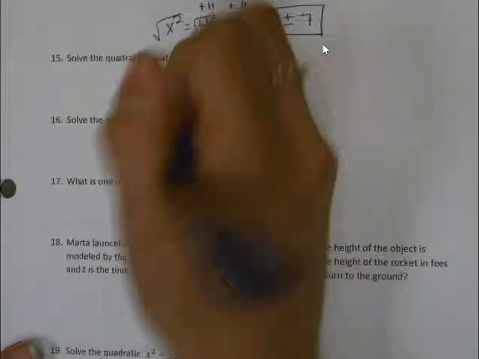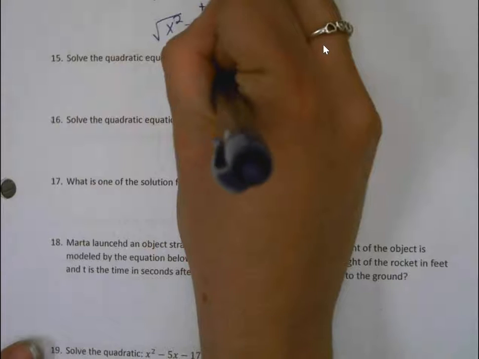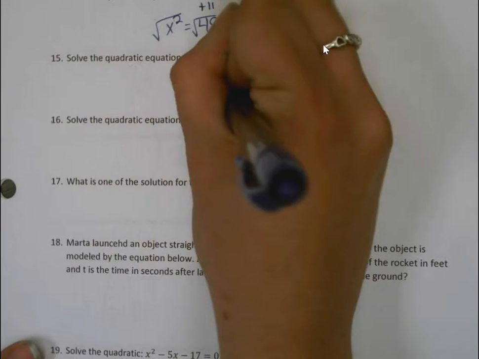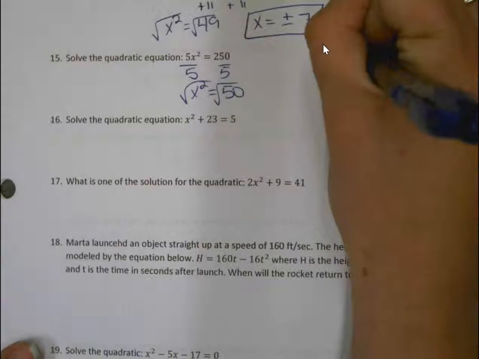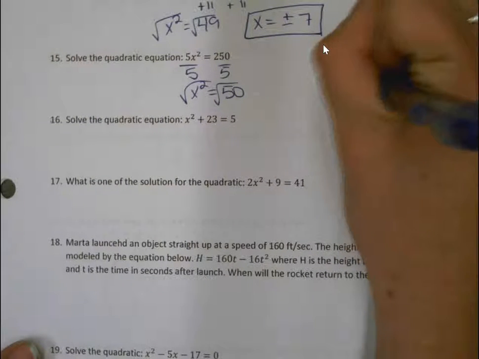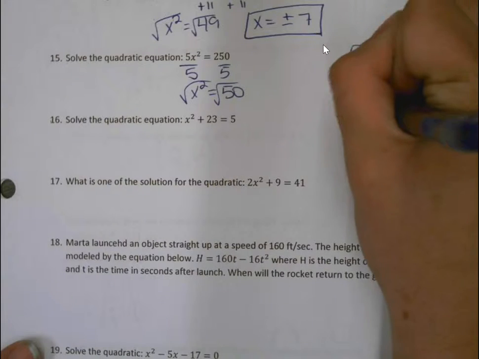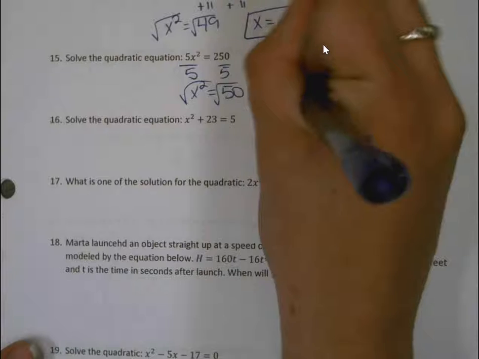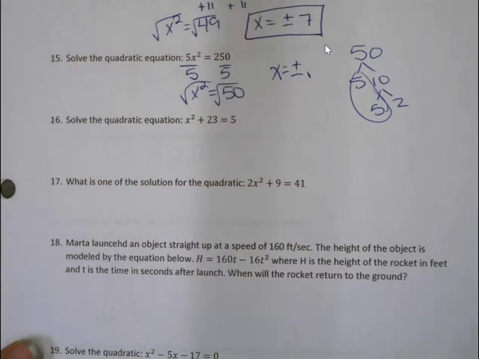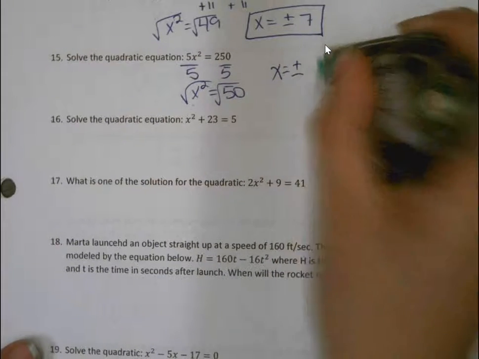Number 10 works the same way. I'm going to start off by dividing both sides by 5. I get x squared equals 50. This one, when I go to take my square root, I have to do my factor tree. So my factors of 50 are 5 and 10. Factors of 10 are 5 and 2. So I have a pair of 5s. Remember my plus and minus on the outside, and I do want to write the 5, not jump straight into square rooting.